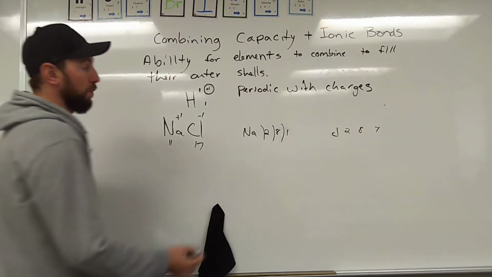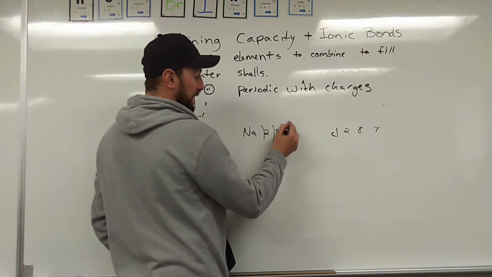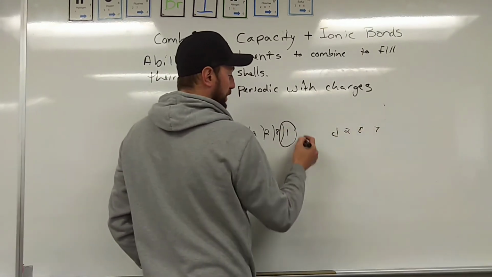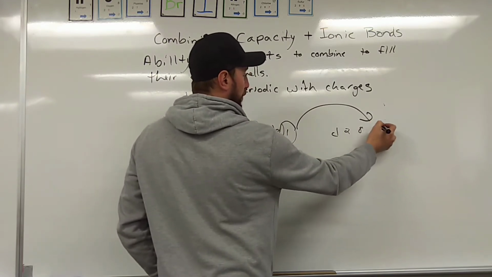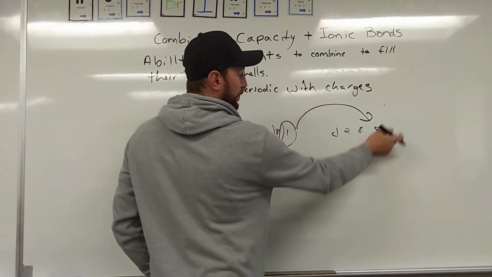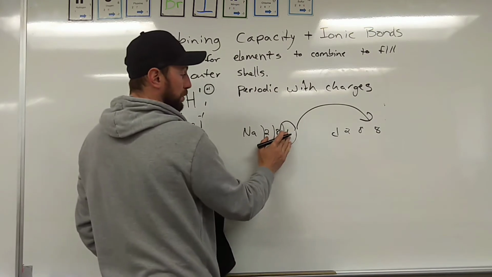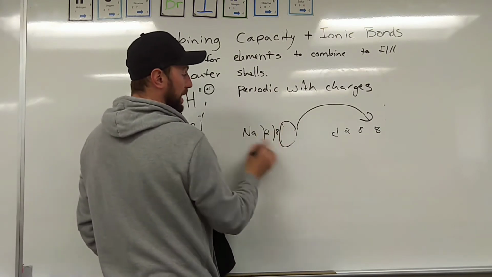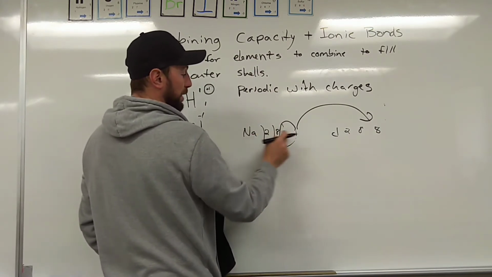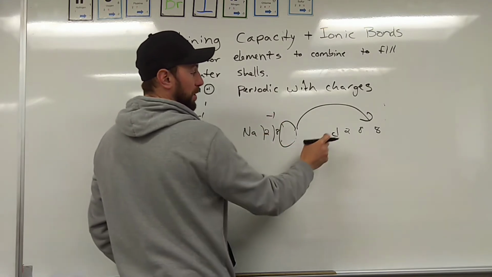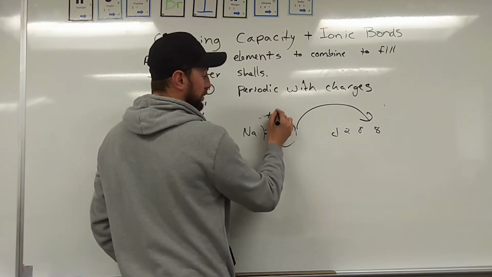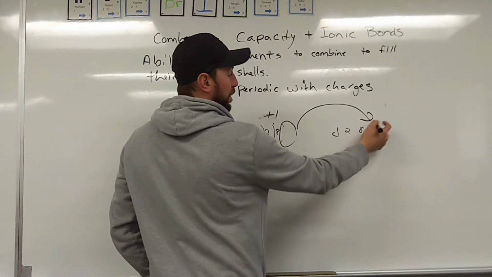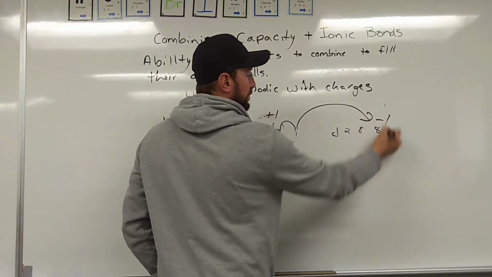Okay? So what's going to happen? This one is going to take this one and give it to this one here. So now this one will become 8. That will fill its outer shell. This one's going to lose this shell completely and it's going to be full. So by losing one here, this goes to +1, because you took the electron away. When you add an electron or a negative over here, it becomes -1.